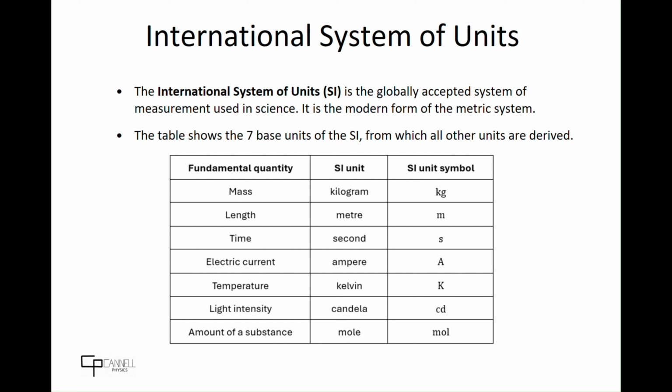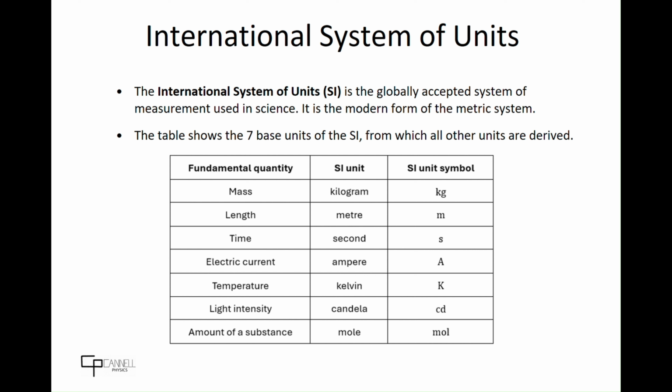So in this table, we see the 7 base units of the International System of Units, or the SI system. And all other derived quantities come from a combination of these 7 base units. So for example, area is square meters, that is just meters times meters. Another example is density, that's kilograms per cubic meter. Or speed is meters divided by seconds, or meters per second.